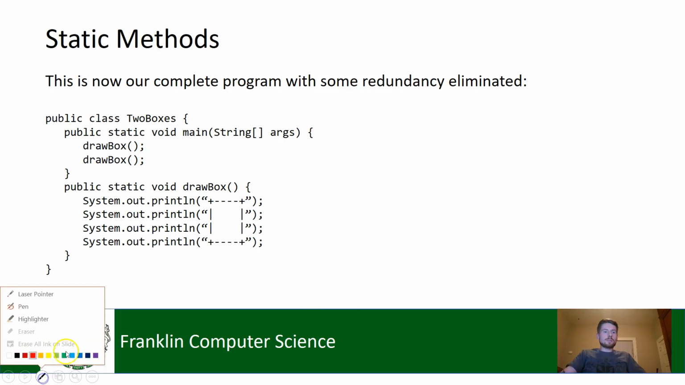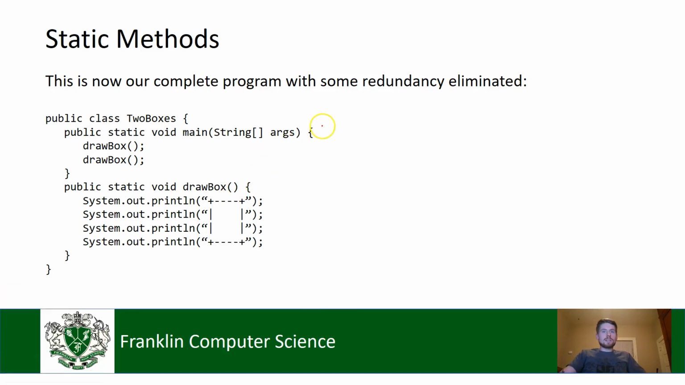Let's get a little pen out here. So here's the open curly brace for the main, and there's its closed curly brace here. So we don't have the drawBox method, which is all of this, within the curly braces of main. So all of this is outside main, right? But we call drawBox in main. Okay, so we have 2 calls to drawBox here.